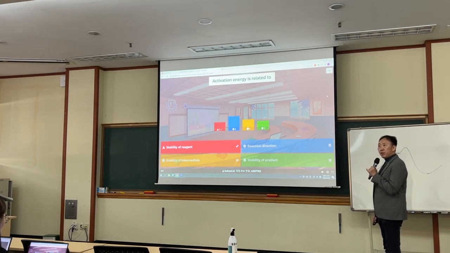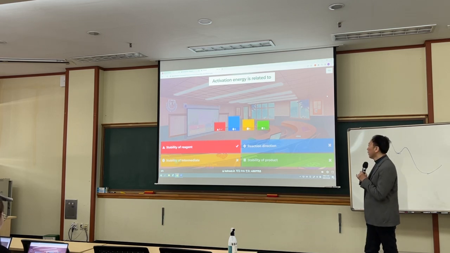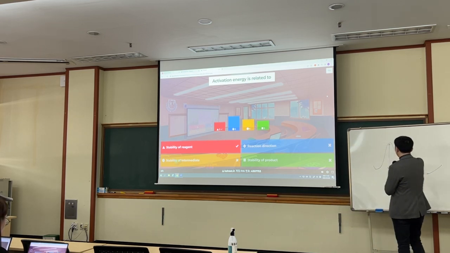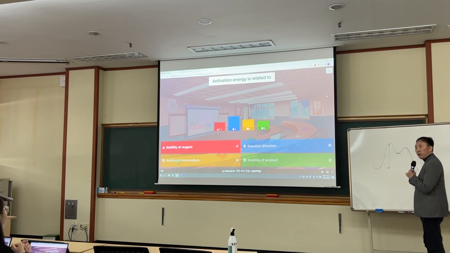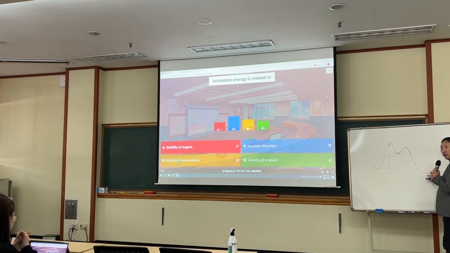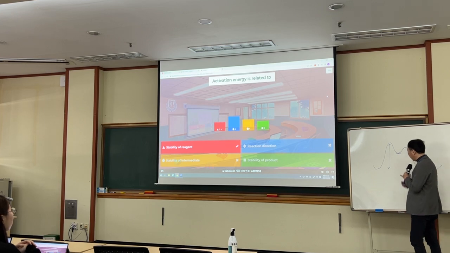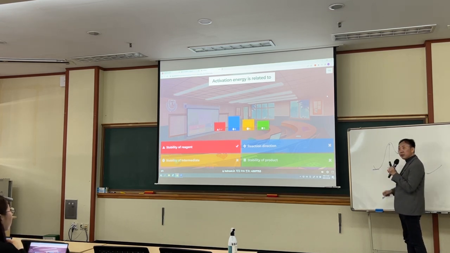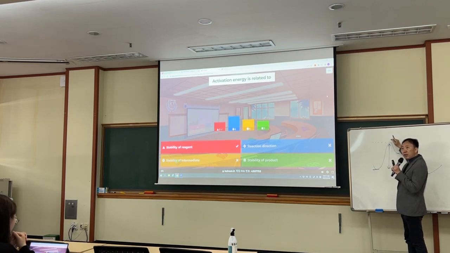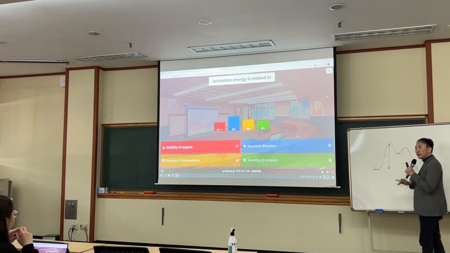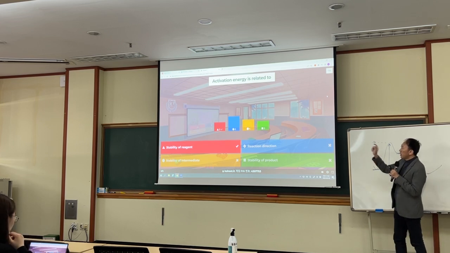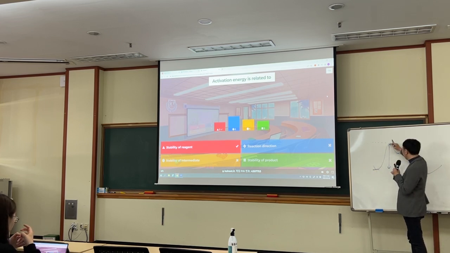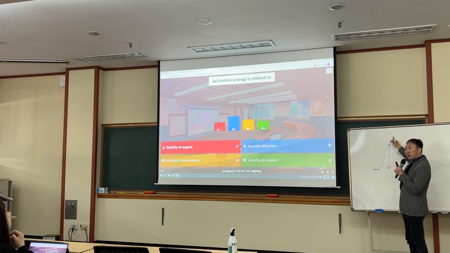Reaction direction is about equilibrium. Stability of the intermediate is not related, as we said. Stability of the product has nothing to do with this, but stability of the reagent is related to this barrier, because this energy is between this one and this transition state, right? Correct? So that's why the stability of the reagent determines the activation barrier.